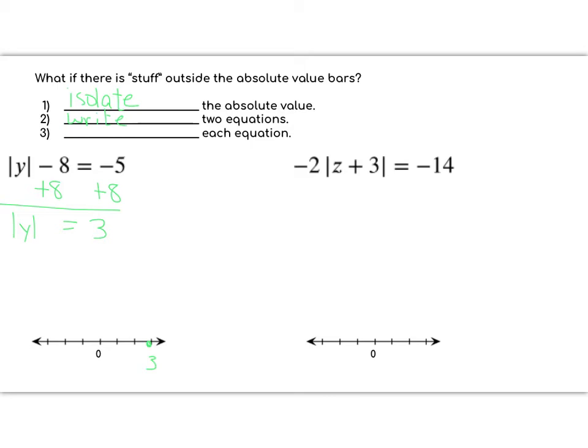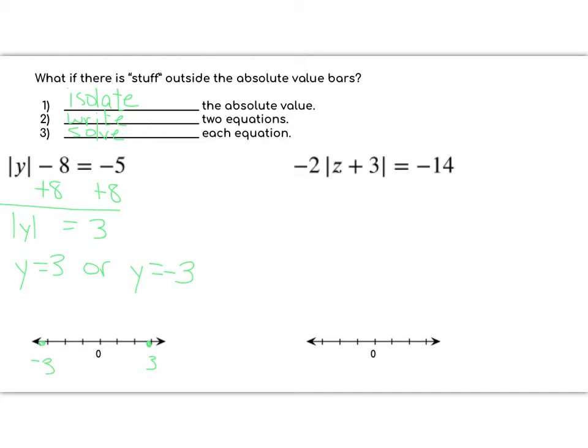3 has an absolute value of 3, and negative 3 has an absolute value of 3. So I'm going to say y equals 3 or y equals negative 3. Now, in this case, there's nothing to solve, but at this point, this is where you would solve each equation. So that one, we had to add the 8 to both sides.